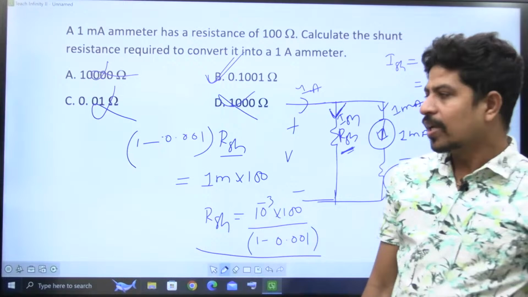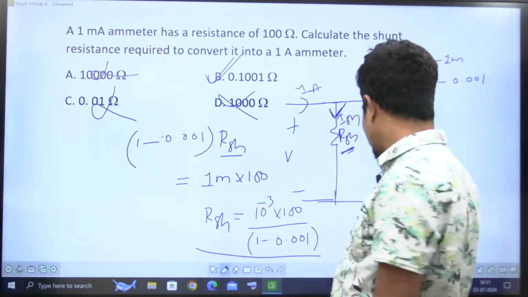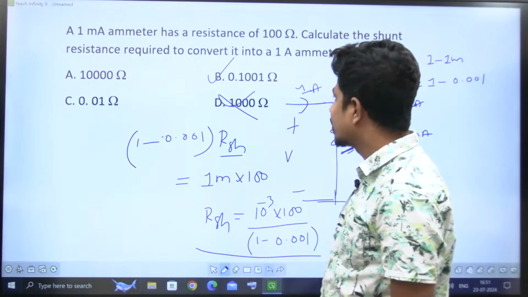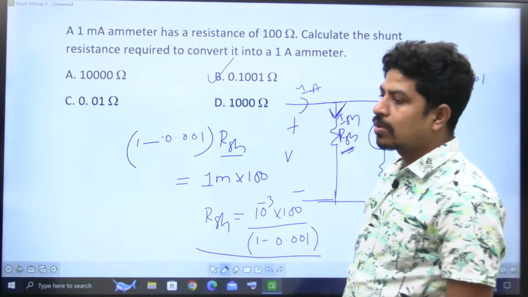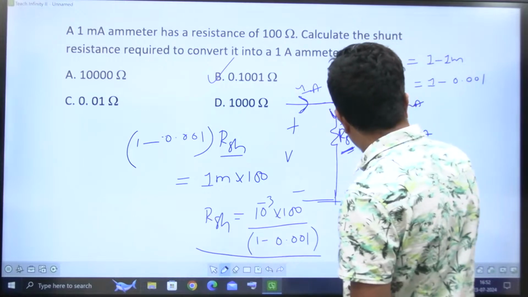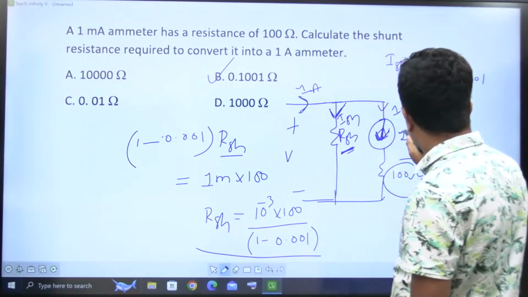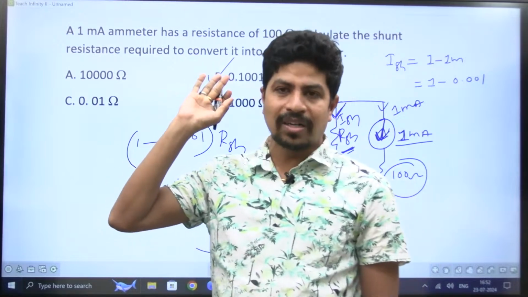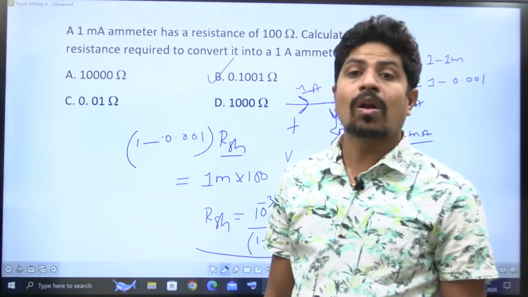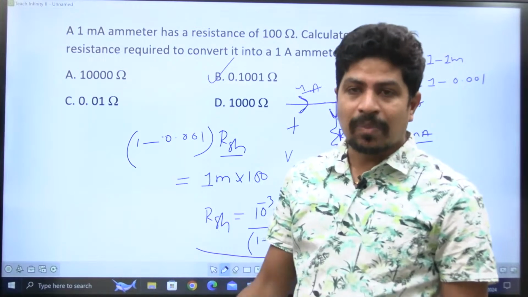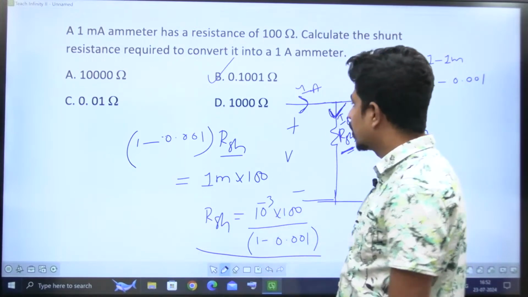I repeat, if you want to save your valuable time, follow my method. Knowingly, I did not solve this one because solving is not required. See, total is 1 ampere, and this ammeter's rated current is 1 milliampere. Means if you send more than 1 milliampere through it, it will die, right? Therefore, out of 1 ampere, 1 milliampere will go through the meter. The remaining total current, 1 minus 1 milli, must go through this shunt, right?